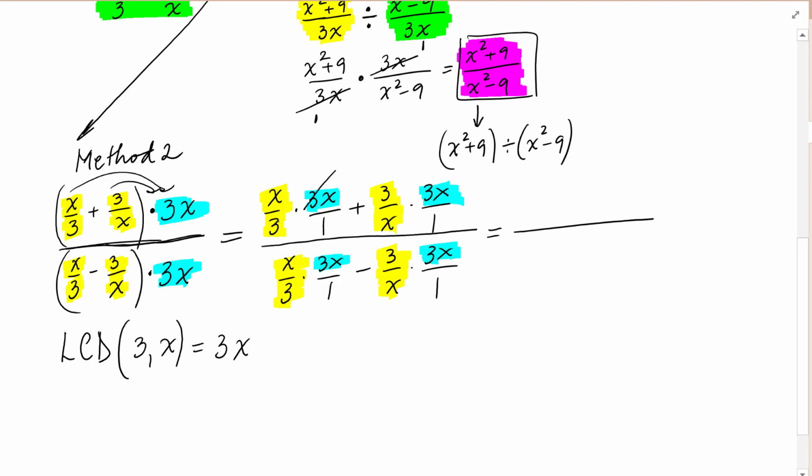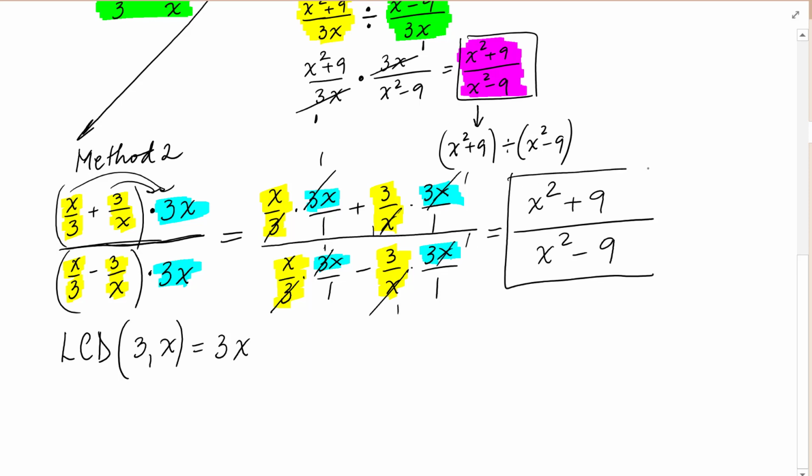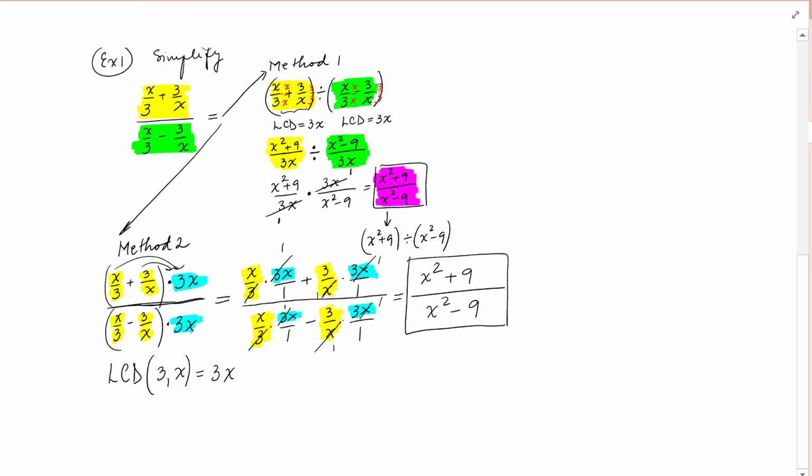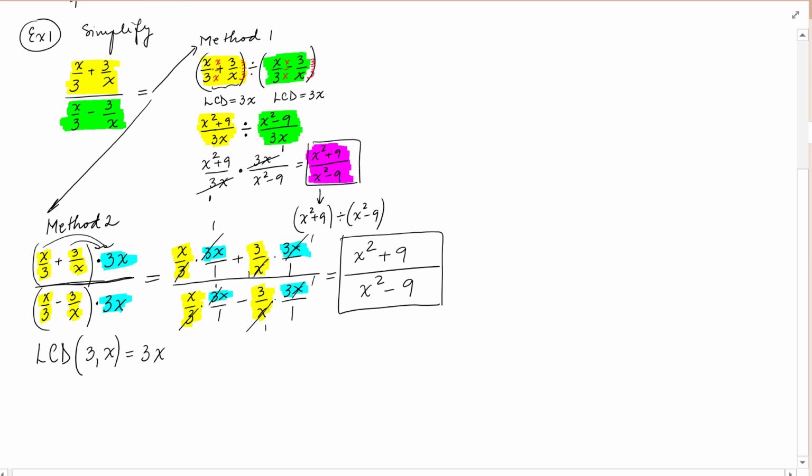So 3 divided by 3, it's 1. And then x times x, it's x squared. So no more denominator. x divided by x, it's 1. So we have plus 9. 3 divided by 3, it's 1. So we have x times x, x squared. Minus, x divided by x, it's 1. So then minus 9. And we ended up with the same answer that we got before. So we solved the first problem using two methods. So you can choose which method you like best.